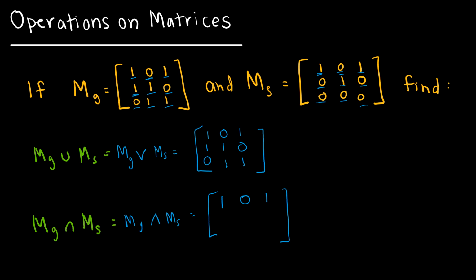1, 0 gives me a 0. 1, 1 gives me a 1. 0, it doesn't matter, gives me a 0. 0, it doesn't matter, gives me a 0. 1 with 0 gives me 0, and 1 with 0 gives me 0. So there are the union and intersection of my matrices.